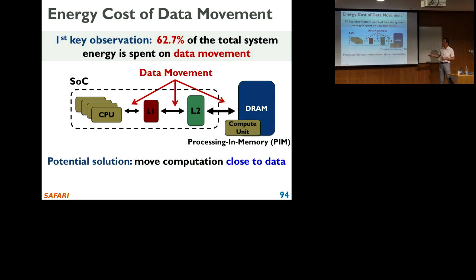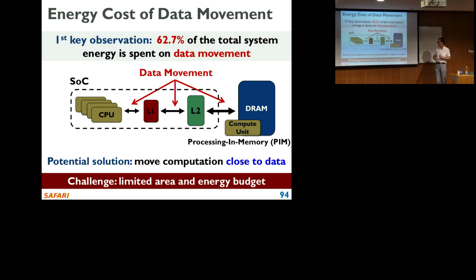We wanted to examine the potential solution of moving computation close to the data. In this case, we didn't want to change the entire system. Basically, what we're going to do is function offloading. If we get to a nice function that we think is good for offloading to processing in memory, we're going to offload that over there. So it's a much more practical change compared to Tesseract that we just discussed. But the challenge here is you have limited area and energy budget inside the logic layer. We're going to assume 3D stacked logic and memory.